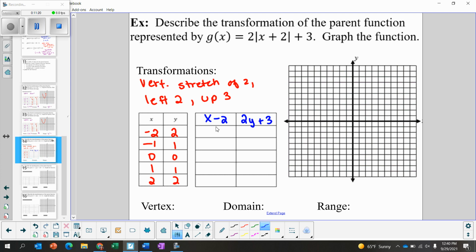Subtract 2's from this column. For these, we're going to start by multiplying them by 2 and then adding 3. So 2 times 2 is 4, plus 3 is 7. 2 times 1 is 2, plus 3 is 5. 2 times 0 is 0, plus 3 is 3. Then I get 5 and 7. So we'll graph these.